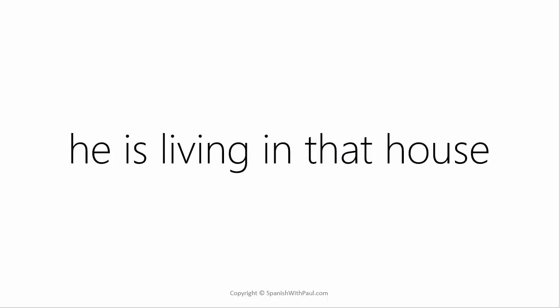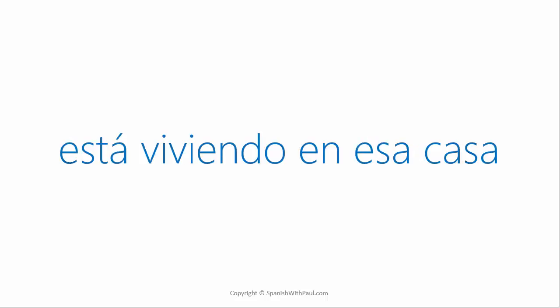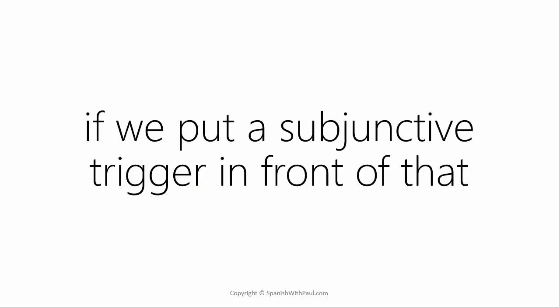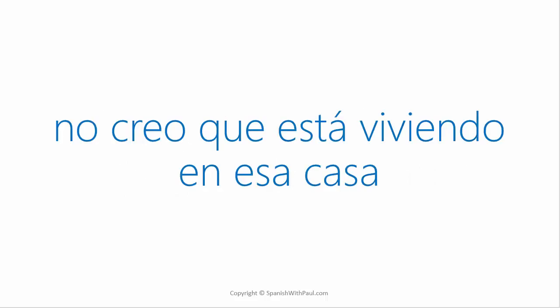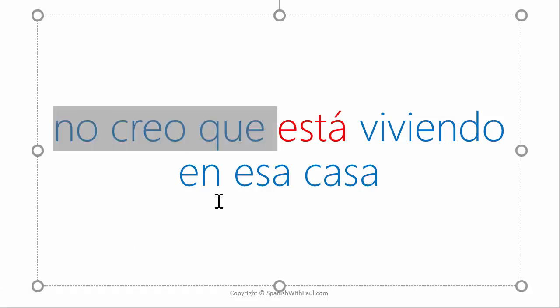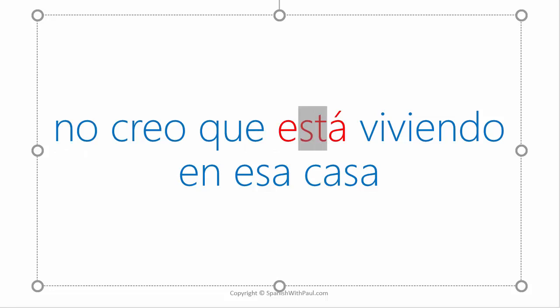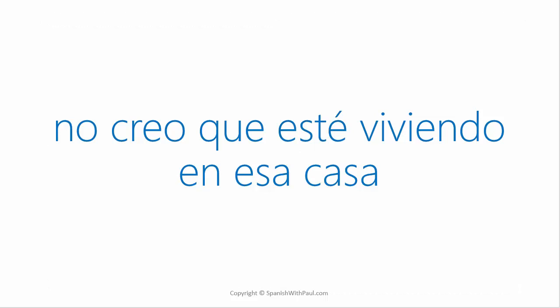So the sentence, he's living in that house, would be está viviendo en esa casa. This is something that we're very used to using already. Now, if we put a subjunctive trigger in front of that, for example, I don't think he's living in that house, and you said, no creo que está viviendo en esa casa, that would immediately be heard as a mistake. Because we have a subjunctive trigger, no creo que, we cannot keep using está in its normal form. Instead, it must go to esté viviendo.